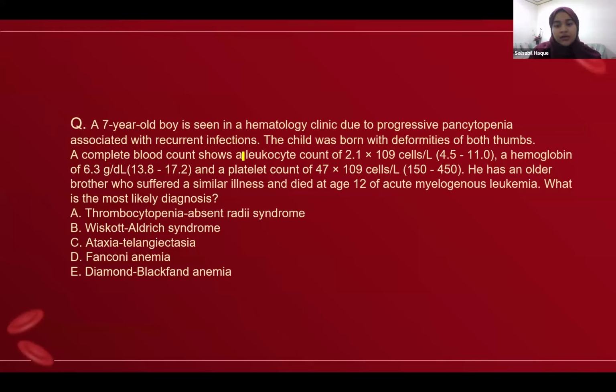His leukocyte count is low, hemoglobin is low, platelet count is also low, and he has a family history of someone who has the same illness. And he died at age 12 of AML. So the most likely diagnosis is Fanconi's anemia. I'll tell you more about it in a future slide, so let's move on to the next question for now.